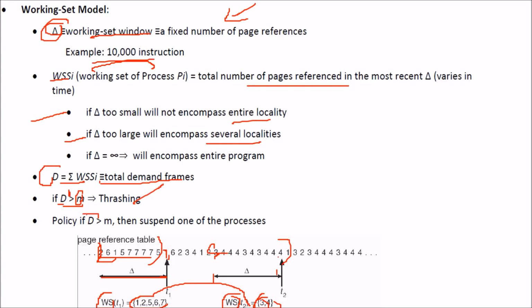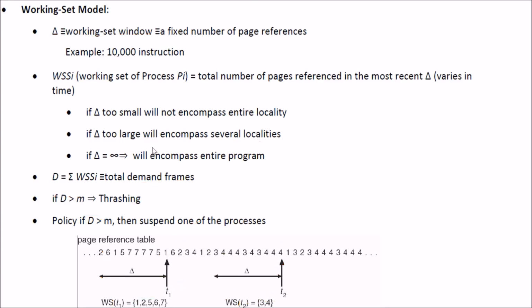So what is the best criterion? The policy is, if the working set summation is greater than what is being assigned, we just suspend that process.